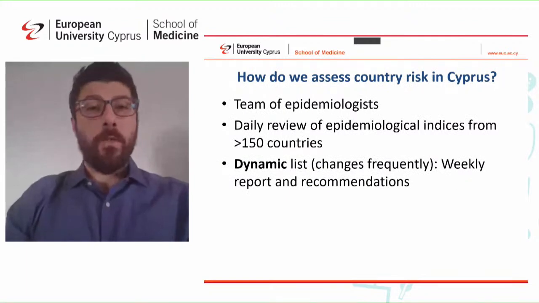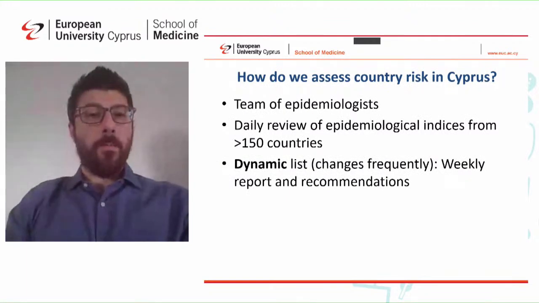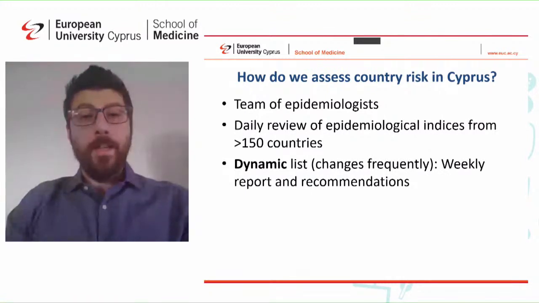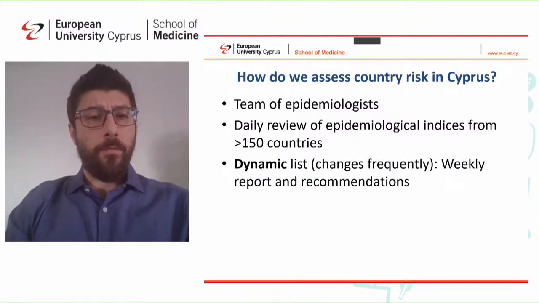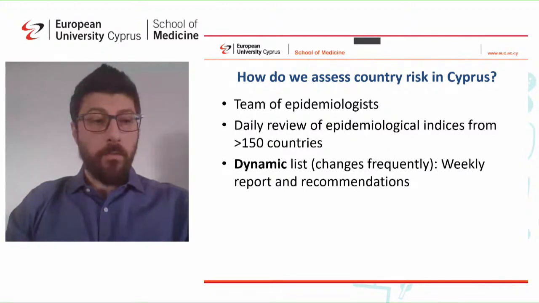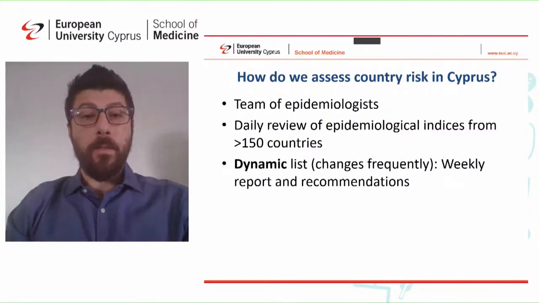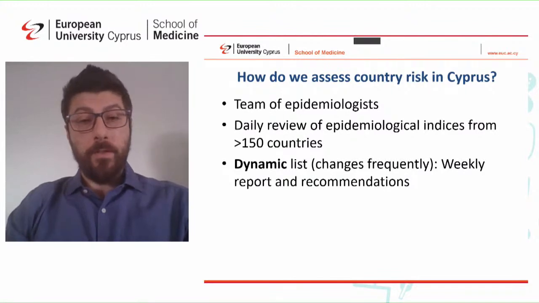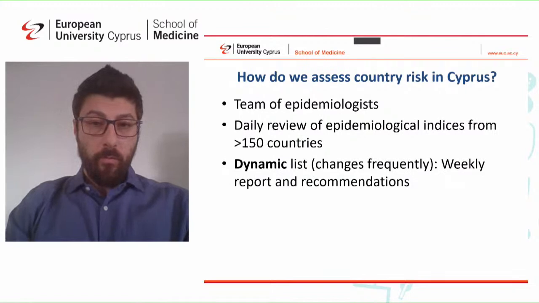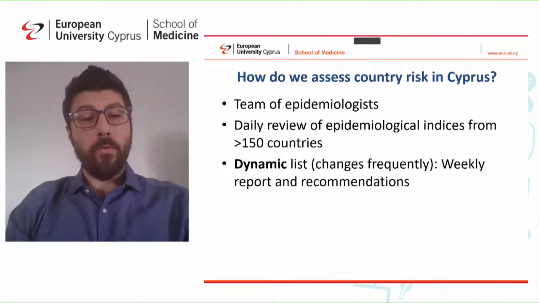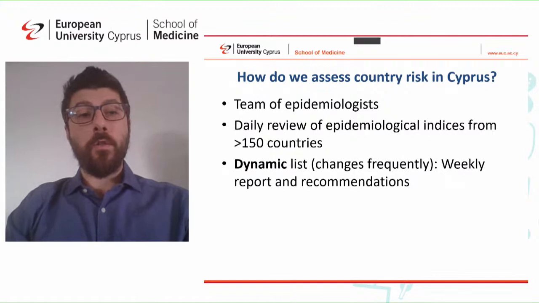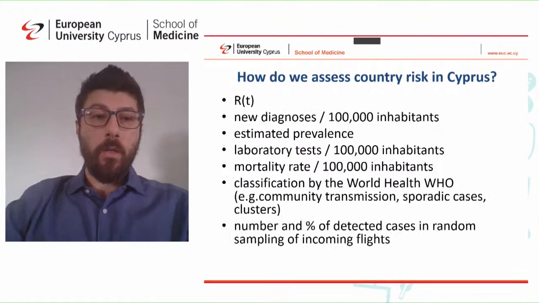Now, country risk. How do we assess country risk in Cyprus? We have a dedicated team of epidemiologists who review on a daily basis different epidemiological indices that I will show to you from more than 150 countries. This is a dynamic list. It changes daily, right? It depends on the changes of these cases and the other indices that I will show you right after. And they also report on a weekly basis to our Ministry of Health, along with recommendations on where each country should be categorized based on the risk, which I will again show you.